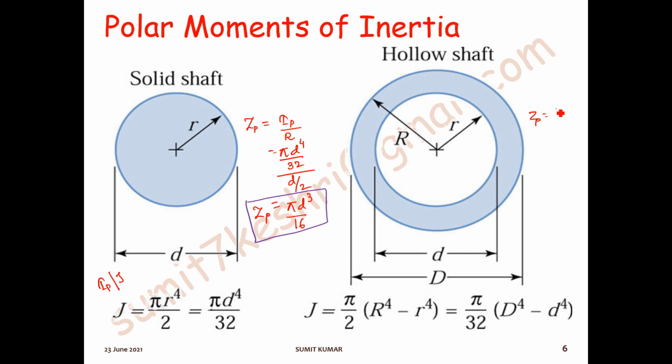Zp is equal to pi by 32, (D^4 minus d^4) divided by the extreme fiber, which is R, and this R can be written as D by 2, capital outside diameter by 2. So this will finally be written as pi (D^4 minus d^4), that is outside diameter to the power 4 minus inside diameter to the power 4, divided by 16 D, that is outside diameter. And this will be for a hollow shaft. So this is the polar section modulus.